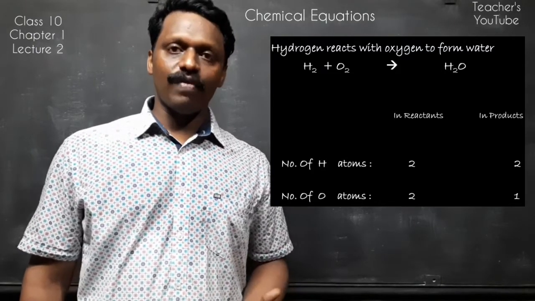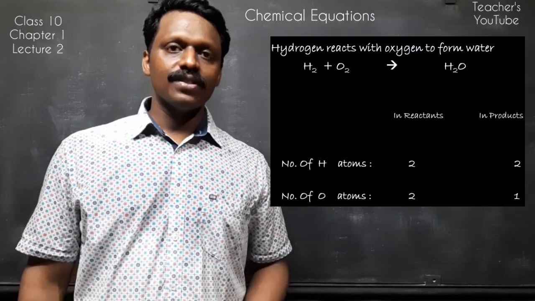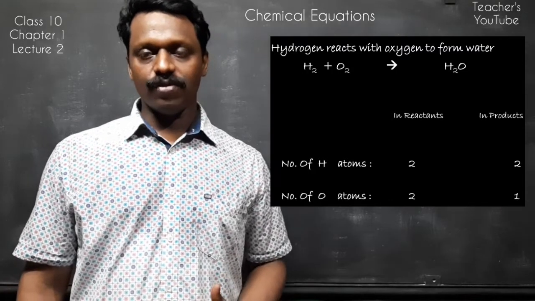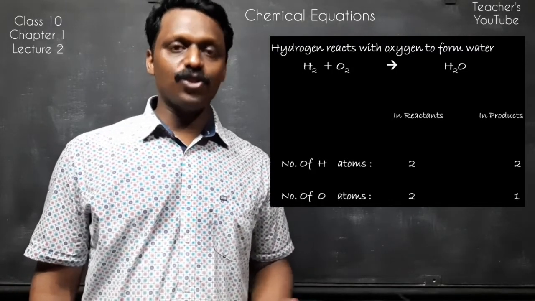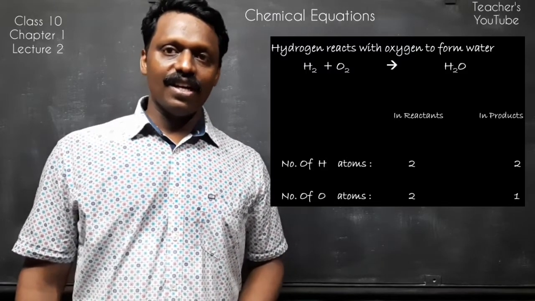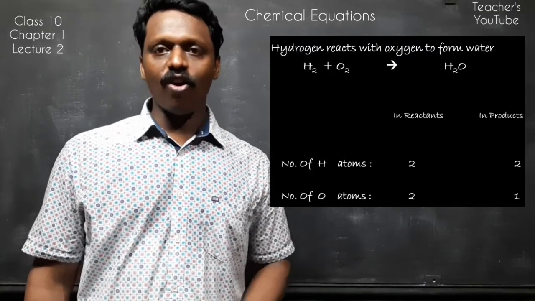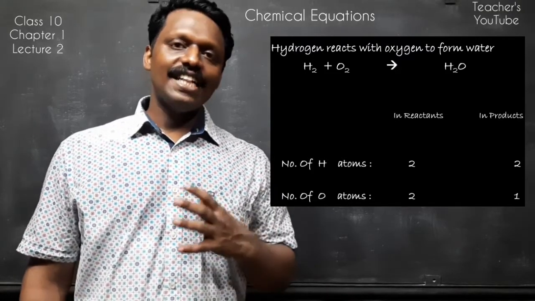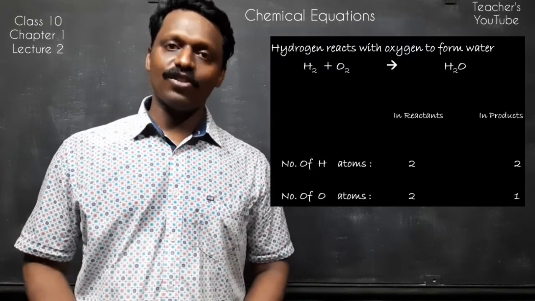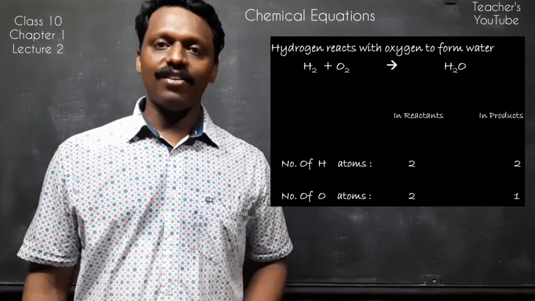Let us count the number of hydrogen atoms and oxygen atoms in the reactants as well as products. In this equation, though the number of hydrogen atoms is equal in reactants and products, that is 2 each, the number of oxygen atoms is unequal. There are 2 oxygen atoms on the left hand side, but only 1 oxygen atom on the right hand side. The chemical equation contains an unequal number of oxygen atoms in reactants and products, so it is an unbalanced equation.